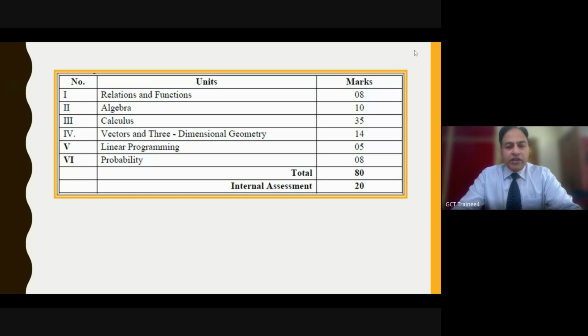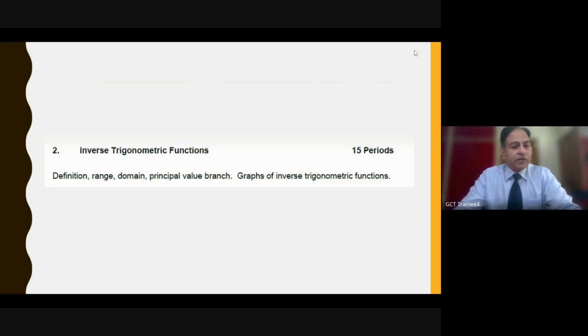Next, we have vectors and 3D, which consists of 14 marks in total, and LPP 5 marks, and then probability 8 marks. So which consists of our total of 80 marks.